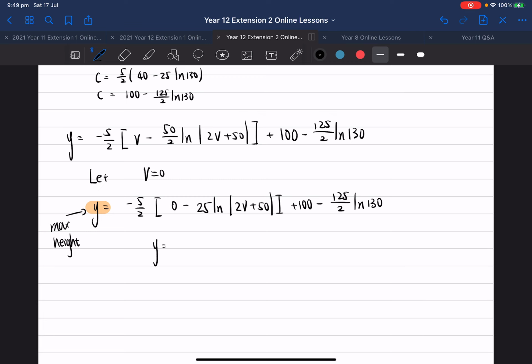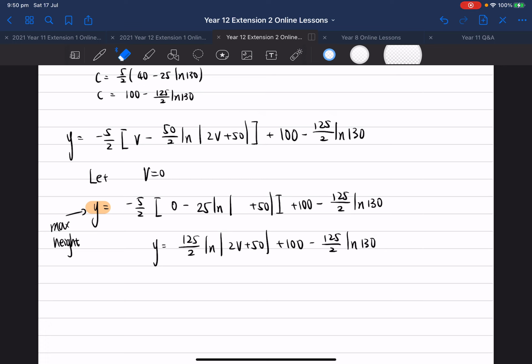So y is equal to, alright, let's keep going, 25 over 2 ln 2v plus 50 plus 100 minus 125 over 2 ln 130. Alright, okay. Did I make a mistake? Yes, I did, again. Alright, velocity is equal to 0. So I need to not just substitute into here, but I also need to substitute into there. So velocity is actually equal to 0, so nothing there. Okay, that looks much better.